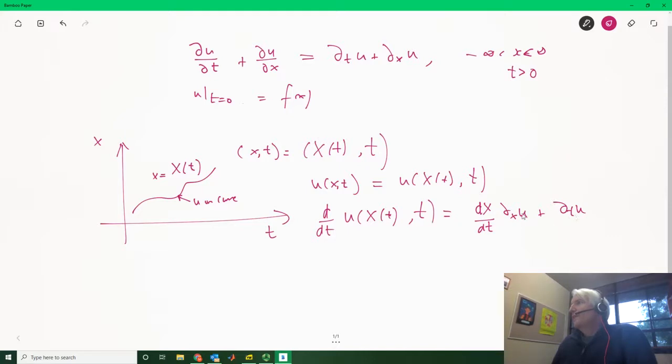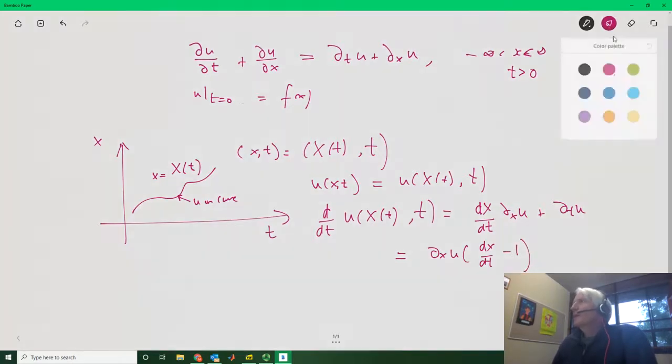Now, we know that the partial derivative of u with respect to x is minus the partial derivative of u with respect to t. So we can write this as dx u times dx dt minus 1. So that's the total derivative. So, I haven't really done anything here at all.